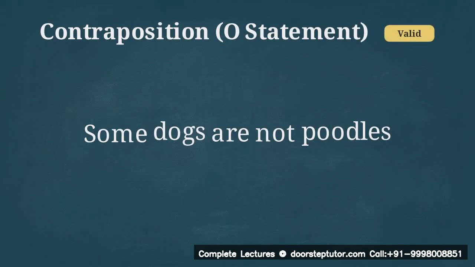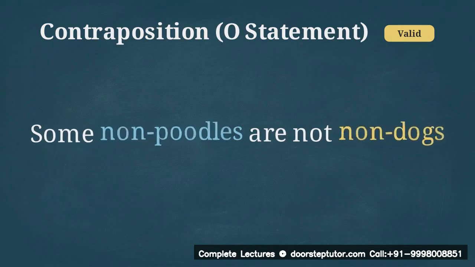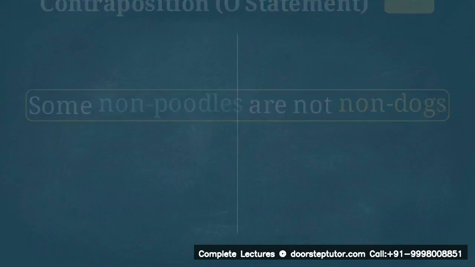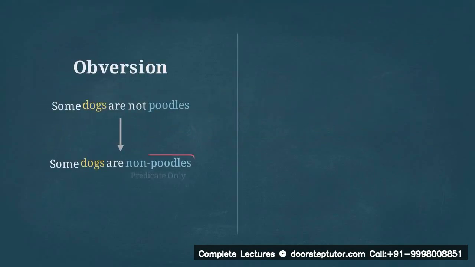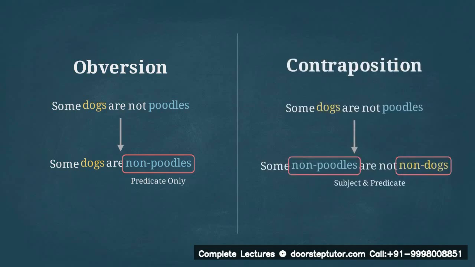First, we swap the terms to get some poodles are not dogs. Then we complement both, resulting in the equivalent, some non-poodles are not non-dogs. To keep these clear, remember that obversion complements only the predicate, while contraposition complements both the subject and the predicate.